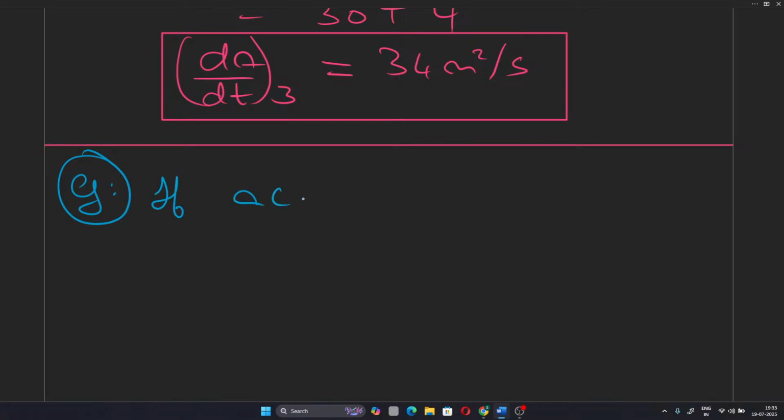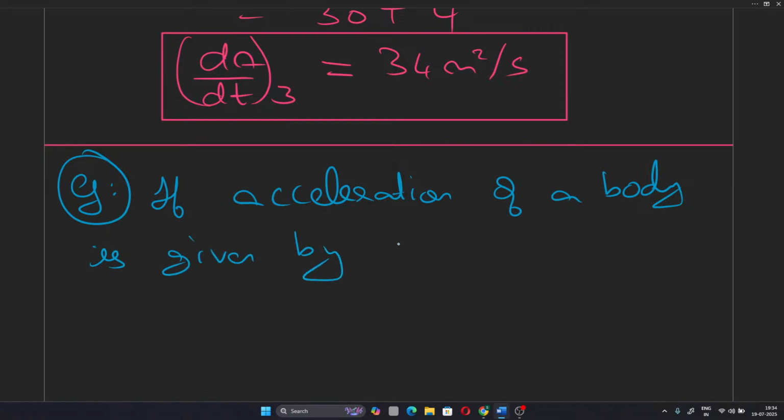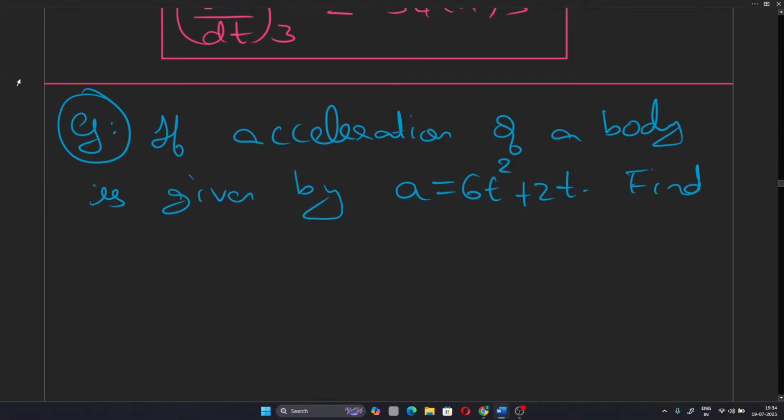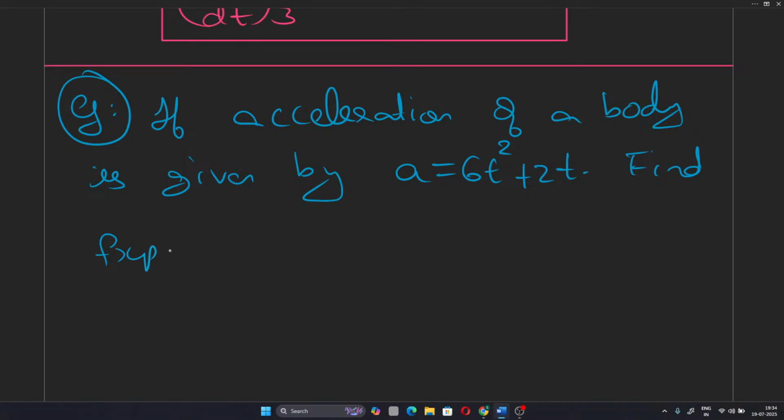If acceleration of a body is given by a equals 6t square plus 2t, find the expression for velocity. This is the expression for velocity, given the body starts from rest.